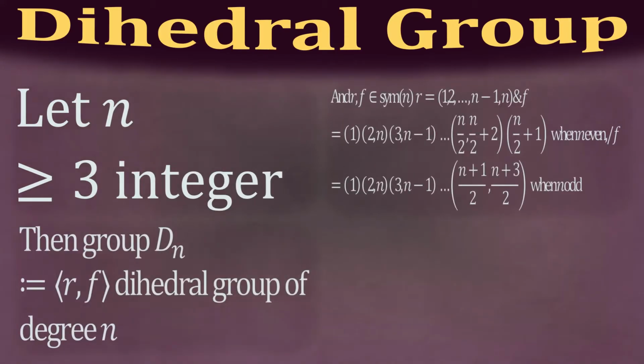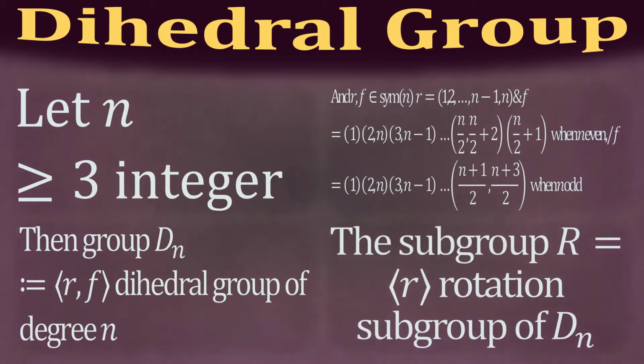Then the group Dn is defined to be the group generated by R and F, and is the dihedral group of degree n. The subgroup <R>, generated by R, is the rotation subgroup of Dn. Hence, let's discuss some results for the dihedral group.